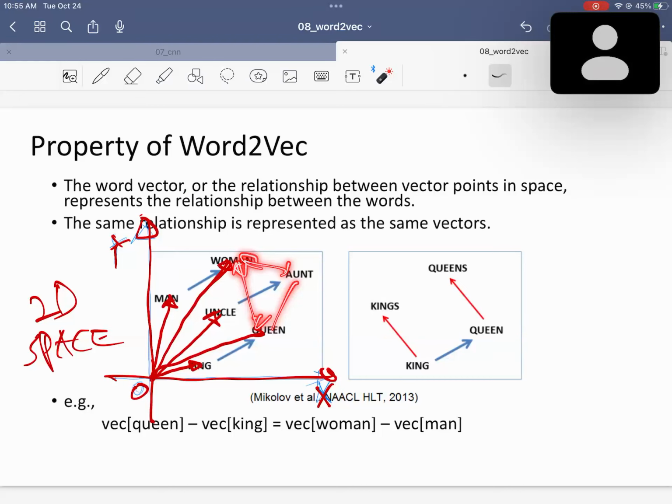But the important thing is the relationship between these words. They have a certain direction. So you can see that man to woman goes this way. Uncle to aunt goes this way. King to queen goes this way.